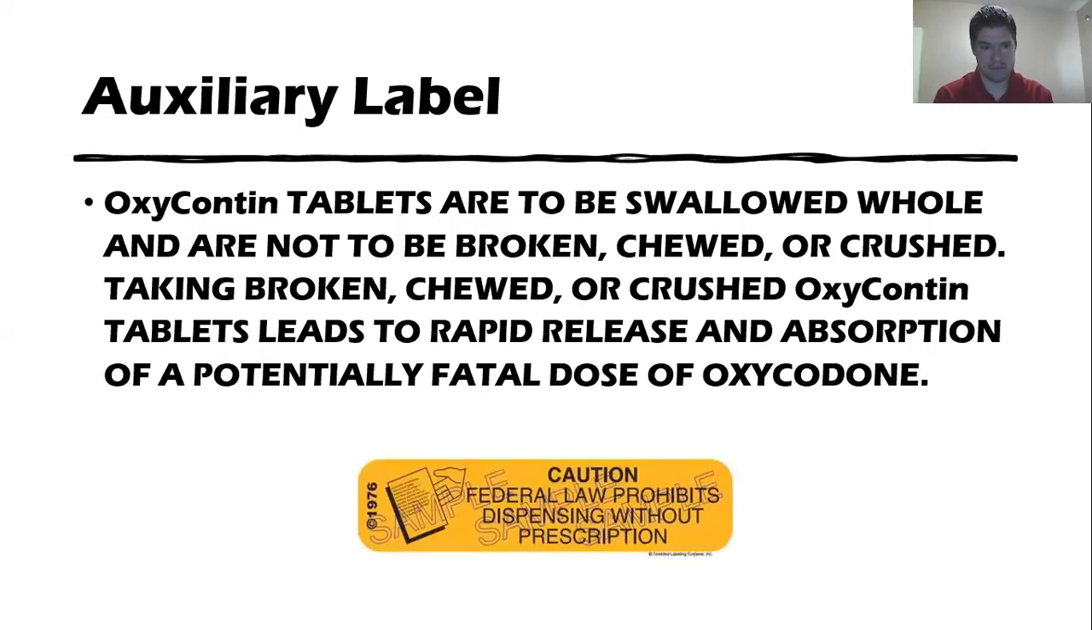Auxiliary label. OxyContin tablets are to be swallowed whole and are not to be broken, chewed, or crushed. Taking broken, chewed, or crushed OxyContin tablets leads to rapid release and absorption of a potentially fatal dose of oxycodone. And then there's just a little example of another auxiliary label down here at the bottom. It says, "Caution, federal law prohibits dispensing without prescription."